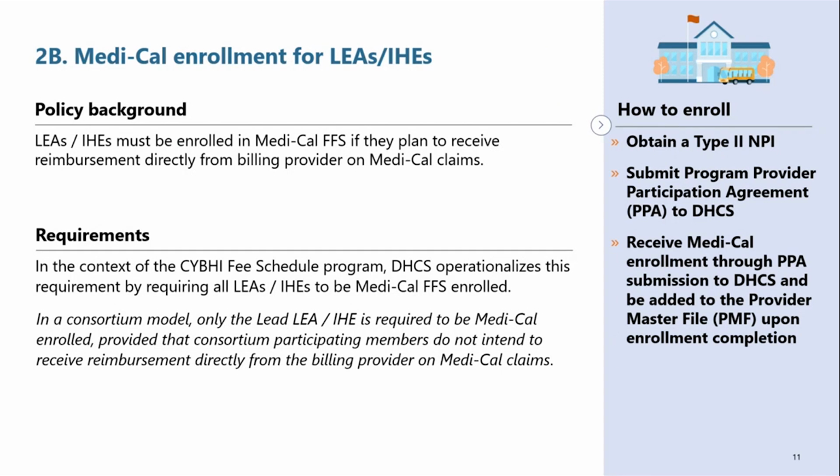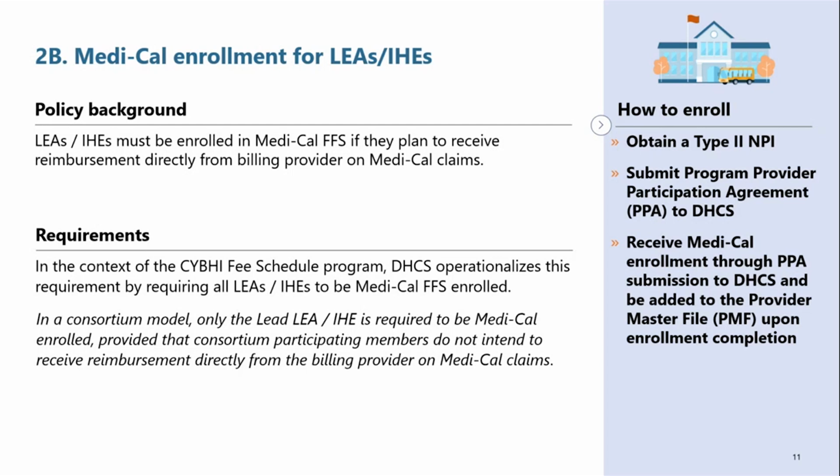Policy background. LEAs and IHEs must be enrolled in Medi-Cal fee-for-service if they plan to receive reimbursement directly from the billing provider for Medi-Cal claims. Requirements. To meet this requirement, DHCS requires all LEAs and IHEs to be enrolled in Medi-Cal fee-for-service. That said, there is flexibility in consortium models. Only the lead LEA or IHE must be enrolled in Medi-Cal, as long as participating members do not intend to receive reimbursement directly from the billing provider.